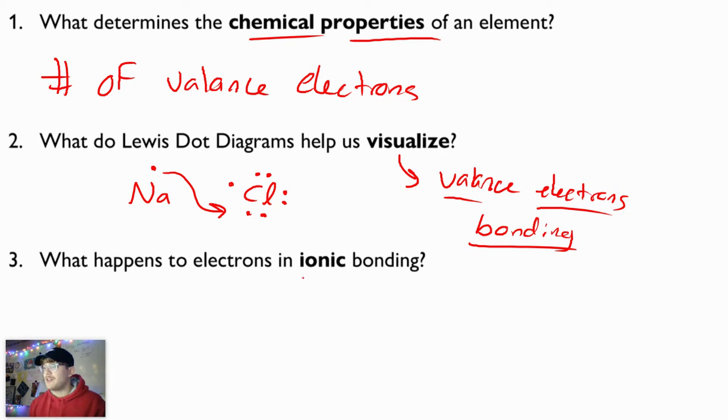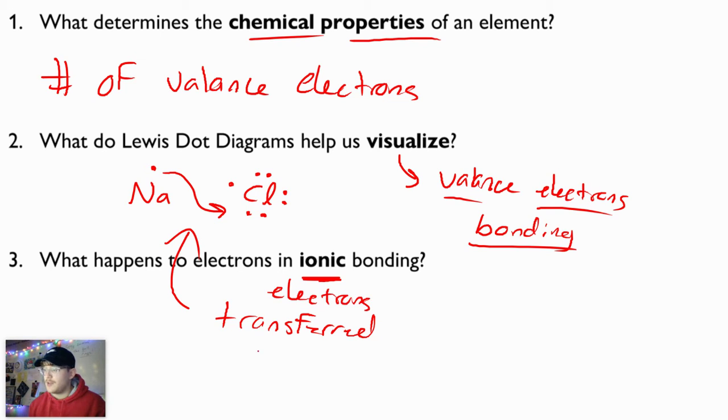All right, what happens to electrons in ionic bonding? Well, I gave this example up here where we see sodium, which is a metal, and chlorine, a nonmetal. What's happening to that electron? That is being transferred. Those electrons get transferred, which means it's either given or taken from a different element. So in ionic bonding, the electrons are always transferred, given or taken.